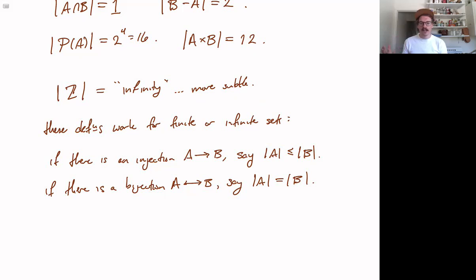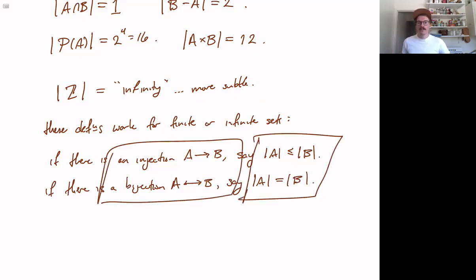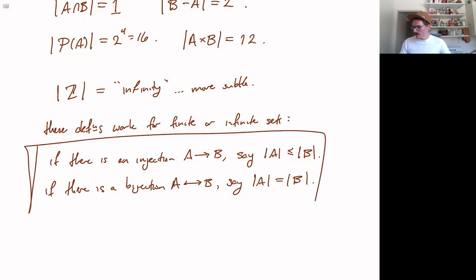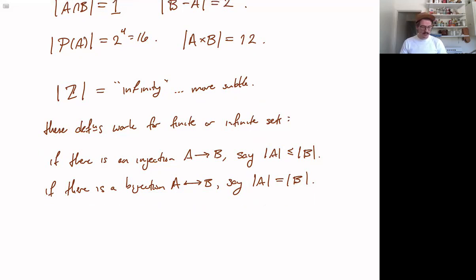For example, you already know what this means for finite sets, and you can check that these definitions do give you what you expect for finite sets. But the point is that this definition works equally well for infinite sets. So we can still talk about these things.